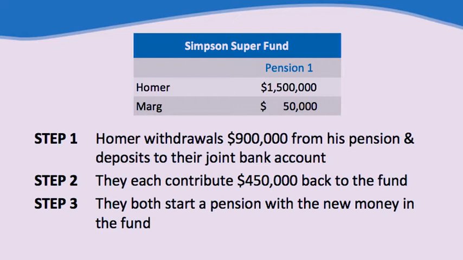It's effectively a 3-step process. First step, we're withdrawing $900,000 from Homer's pension. He's the one with the taxable component. And then, after it's been through their bank account, we're putting it straight back into the fund, $450,000 for each of them. We immediately start a pension with that money, which locks in the tax-free nature of the contribution they've just made. If we had left the money in accumulation phase, the earnings on that money are taxable. And so gradually, over time, the effectiveness of the strategy is reduced.